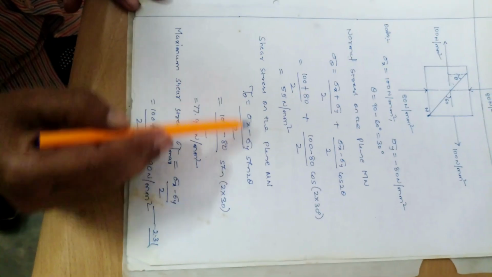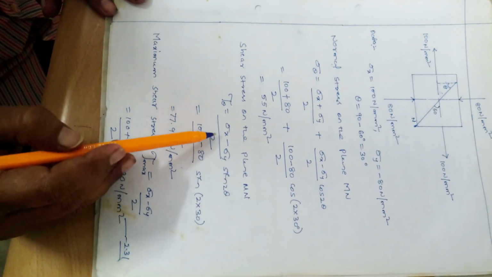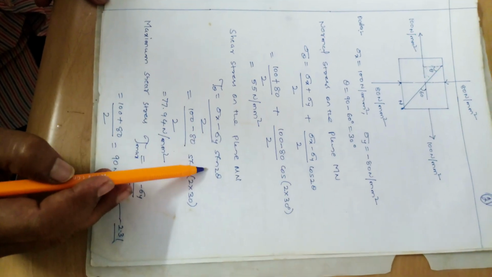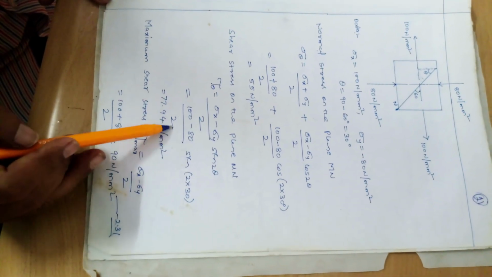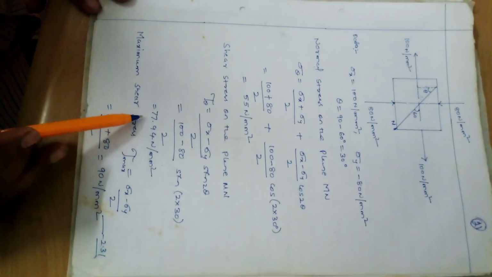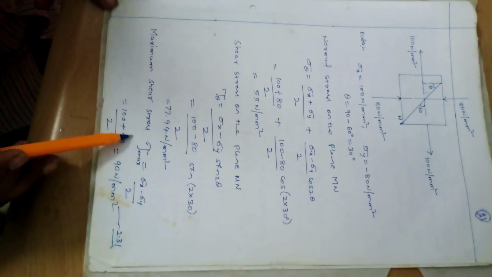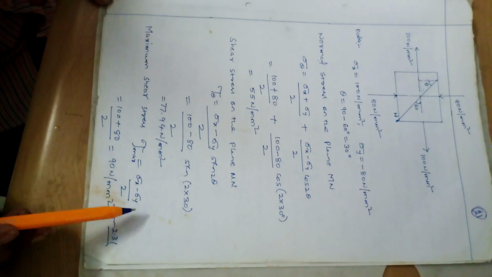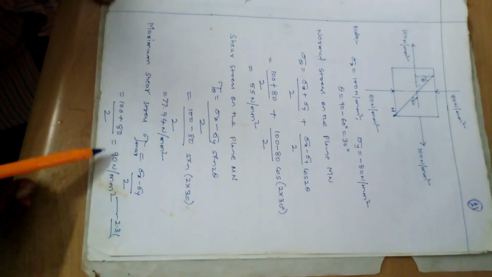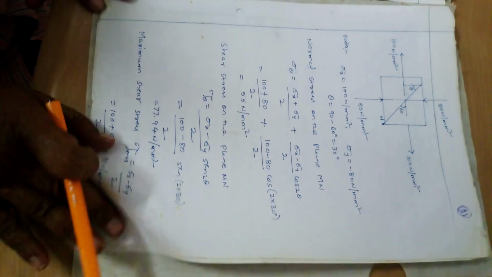Shear stress on the inclined plane will be given by tau theta equal to (sigma x minus sigma y) by 2 sin 2 theta. So that is equal to (100 plus 80) by 2 sin 2 into 30, you will get 77.94 Newton per mm square. So maximum shear stress will be given by tau max equal to (sigma x plus sigma y) by 2. So (100 plus 80) by 2 will be 90 Newton per mm square. So that completes the problem.